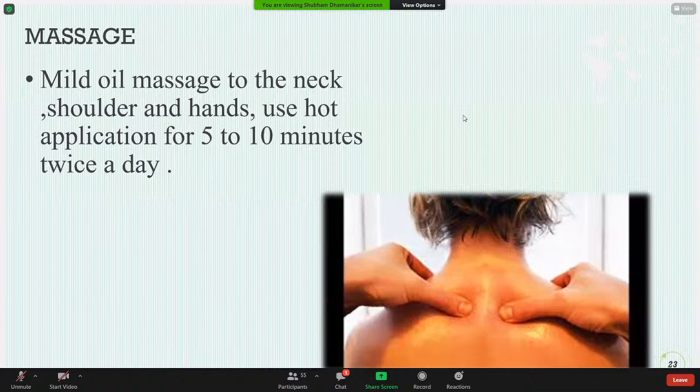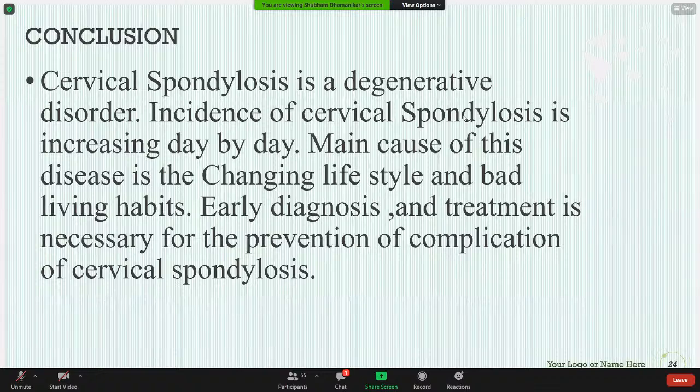Conclusion is that cervical spondylosis is a degenerative disorder, as you came to know from our slides. The incidence of cervical spondylosis is increasing day by day, as we are all focusing on lectures online, as we also conducted this lecture through a webinar. The main cause of this disease is the changing lifestyle and bad living habits.